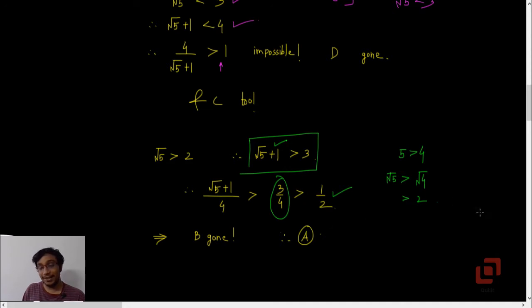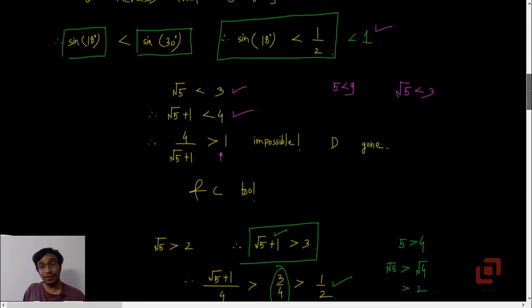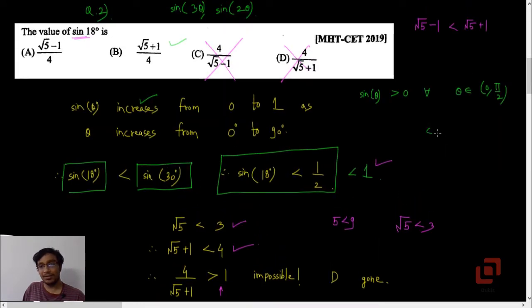And this is option B, right? Mind you, this is option B, root 5 plus 1 upon 4. So we have got two options, C and D, which are greater than 1, and we have got option B which is greater than 1 by 2. But as we pointed out earlier, sine 18 is less than sine 30, so it must be less than half. So clearly option A. So this will save your time.